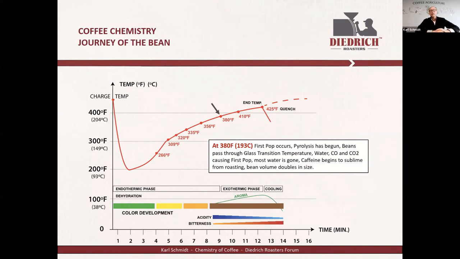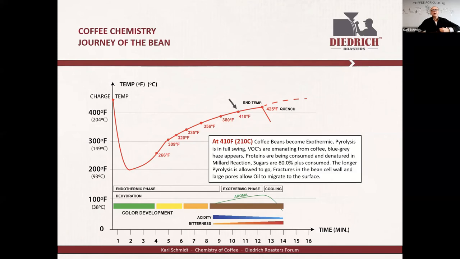Pyrolysis has begun. Beans pass through the glass transition temperature. That's a very important transition. Takes a little bit longer to explain, but water, CO, and CO2 causing the first pop. Most water is gone. Caffeine begins to sublime from the roasting bean. Volume doubles in size. This is where now the swelling starts, and easily the bean becomes double in size.